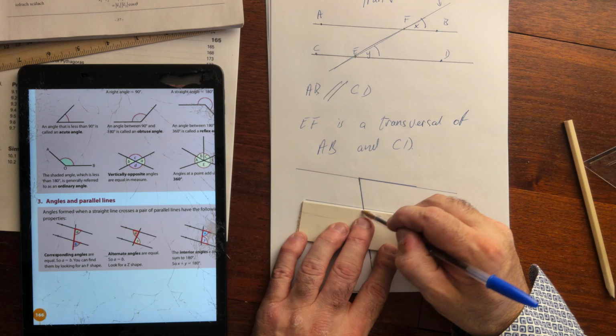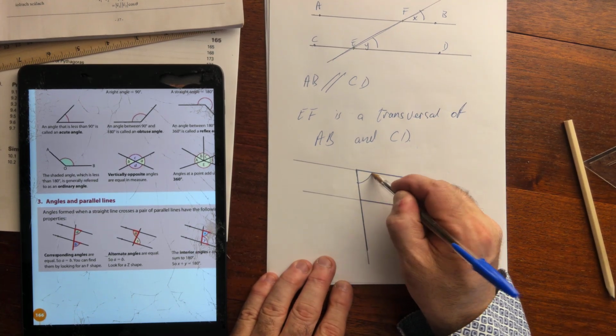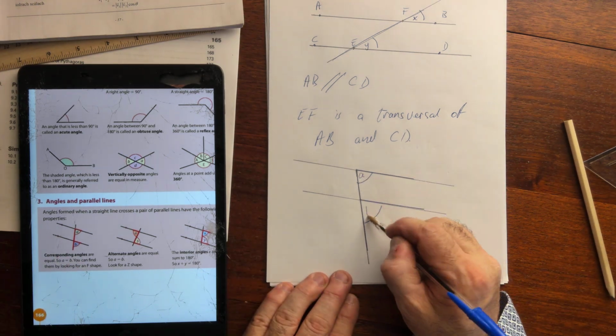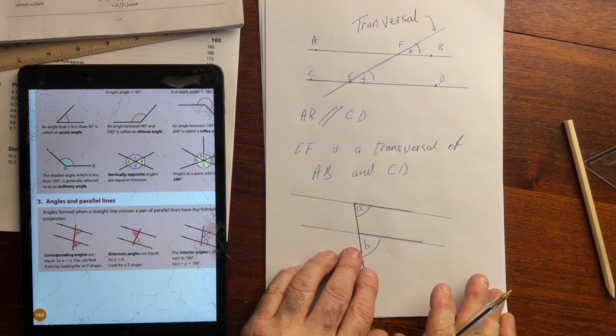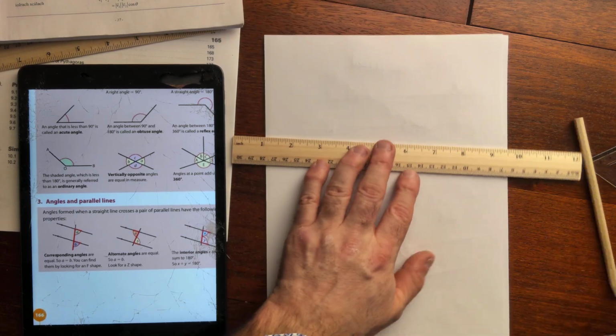So there's an F. And these angles are corresponding, like it says in your book there. A and B are corresponding. Okay, now we're going to go to alternate angles.